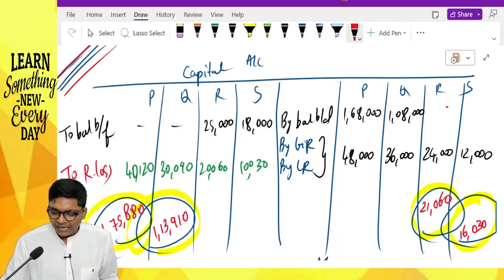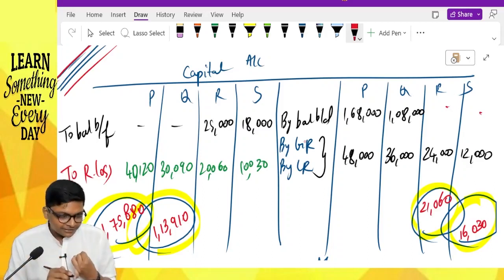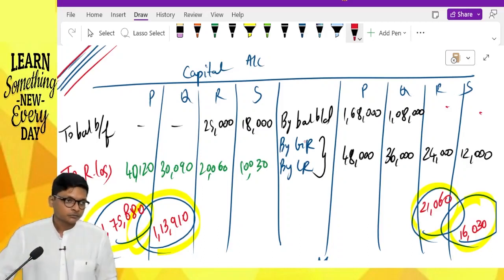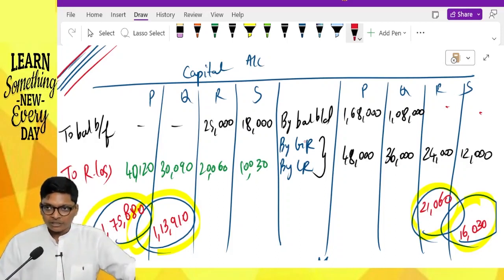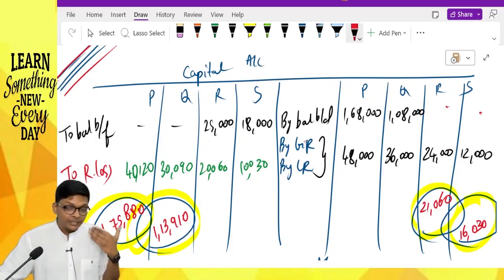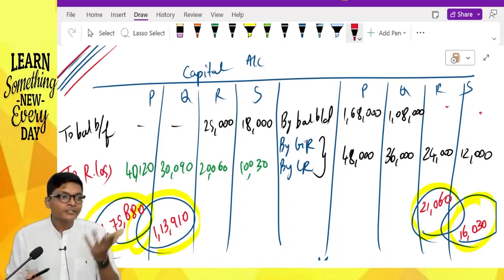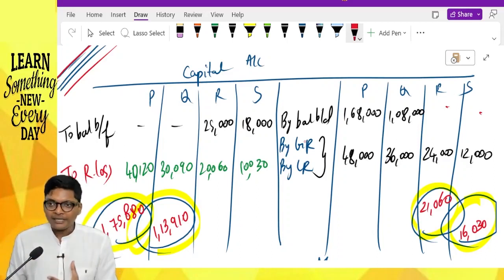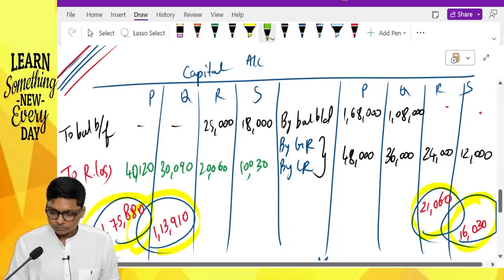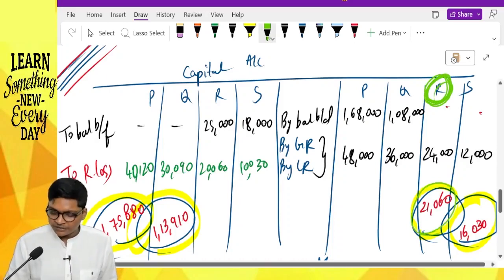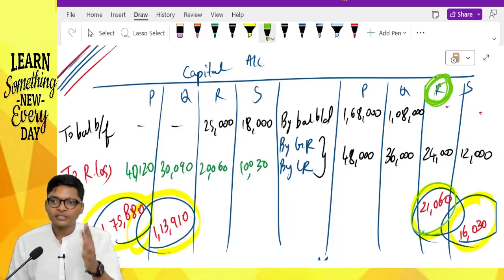That means if R and S bring in 21,060 and 16,030, we can close the sum by paying P and Q. But we can't do that, because that is possible only if the partners are solvent. You did the previous sum, correct? We are going step by step. When all partners were insolvent, we saw whatever loss was there, they can't pay. Here, some partner is insolvent. Who is my insolvent partner? Now my question is, I am asking R, please give me 21,060. What will he tell? Now I am 0. I can't give you anything, I don't have.